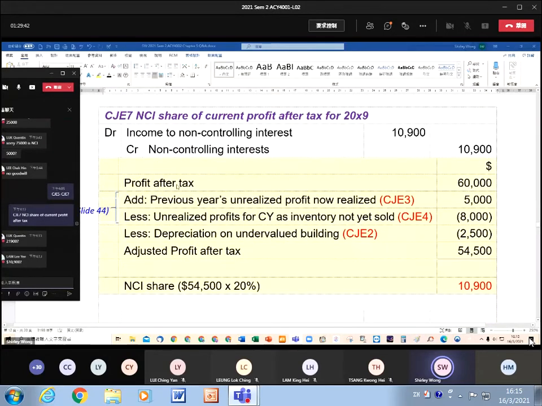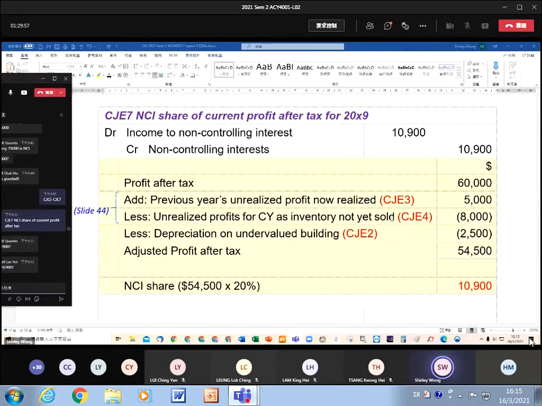So let's have a look. Originally, we got the profit after tax from the income statement. It is 60,000. And then in the previous year, there is unrealized profit because it has not yet been sold. Therefore, that unrealized profit, we cannot record it. And now it is being sold to an outside third party in the current year. So therefore, we will record 5,000.